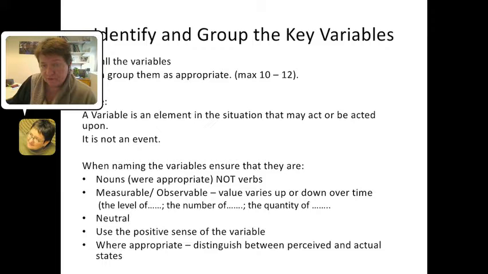Try and keep your variable neutral. So you should not be talking about poor job satisfaction or demotivation. You're talking about simply staff motivation or job satisfaction. Use the positive sense of the variable. So using motivation as an example, you talk about motivation, not demotivation. And the reason for that is once you start thinking about whether this particular variable increases or decreases, it's hard to start thinking of all the negatives. So increasing demotivation is very difficult to understand what that means.